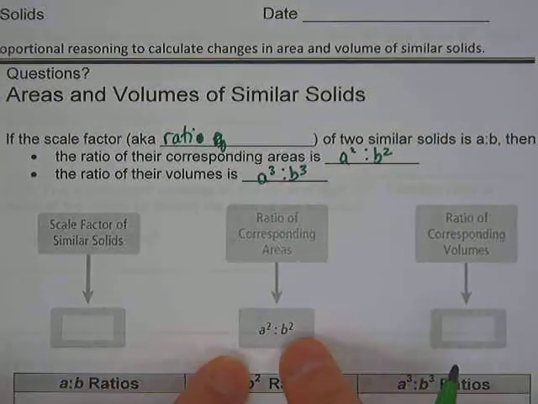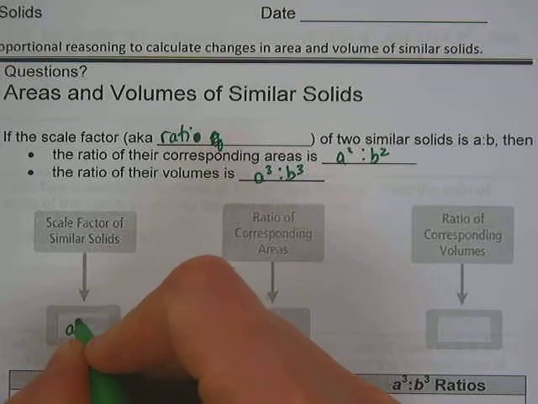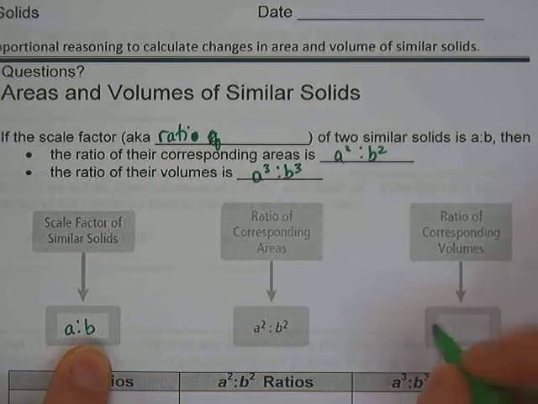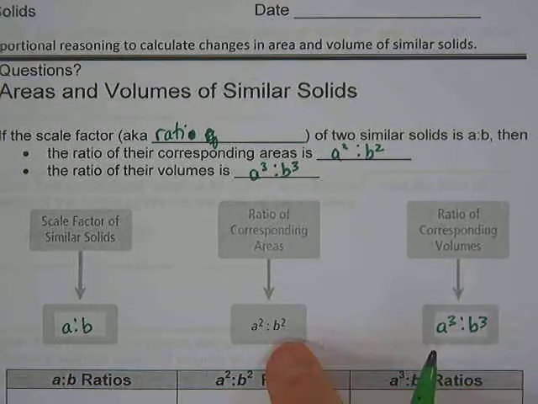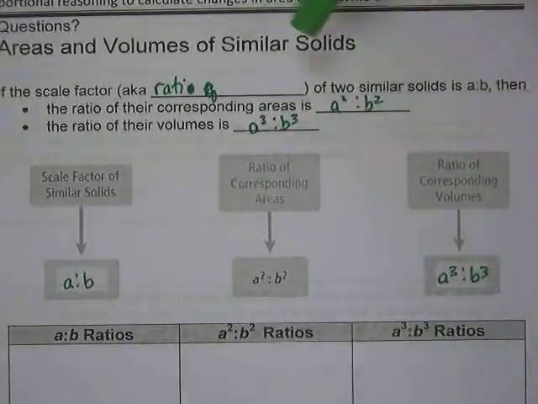So looking at this figure here, if I'm given the ratio of corresponding areas, I can go from this by taking the square root and get A to B, like we just said, or I can take this and cube it to get the ratio of volumes, A cubed to B cubed. So it's just another way of looking at the same thing we have up here.